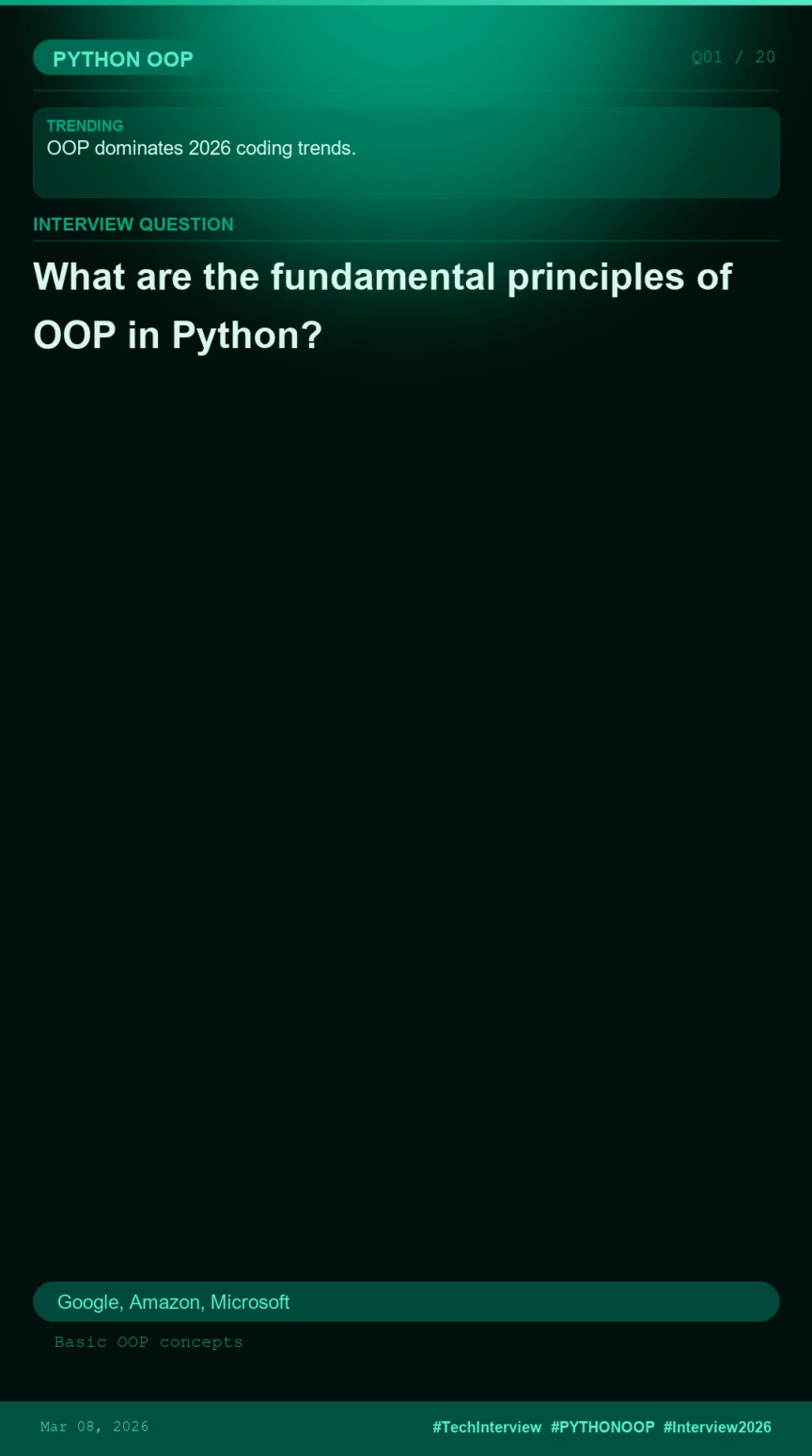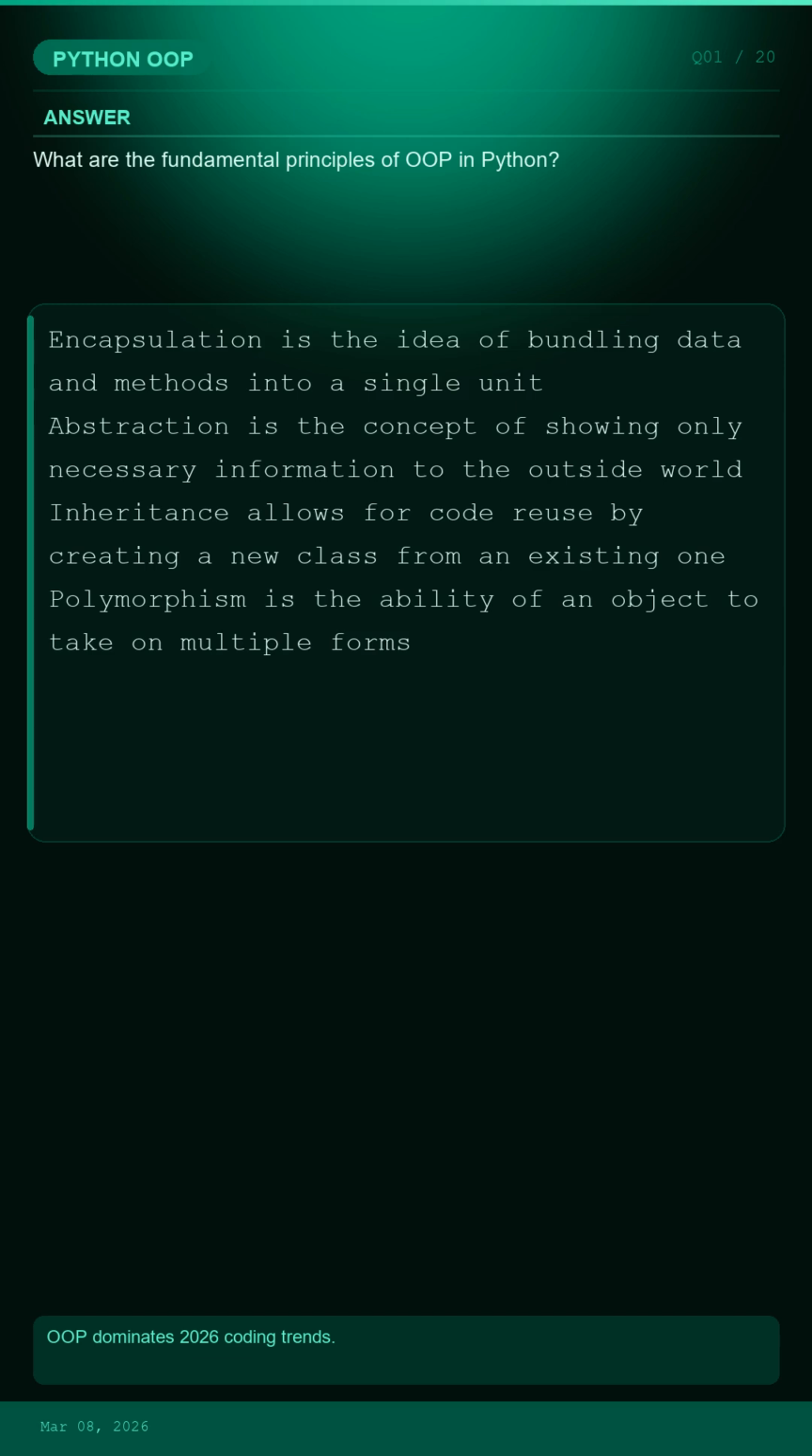Question 1. What are the fundamental principles of OOP in Python? Answer. Encapsulation is the idea of bundling data and methods into a single unit. Abstraction is the concept of showing only necessary information to the outside world. Inheritance allows for code reuse by creating a new class from an existing one. Polymorphism is the ability of an object to take on multiple forms.